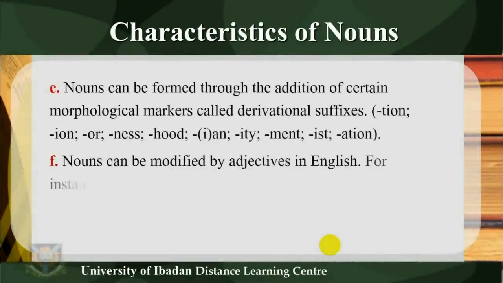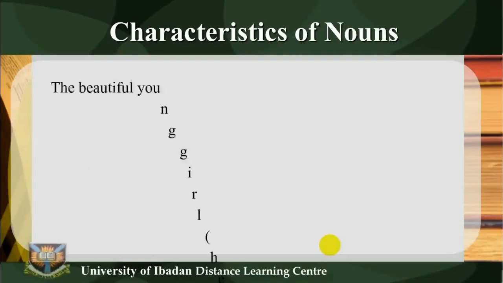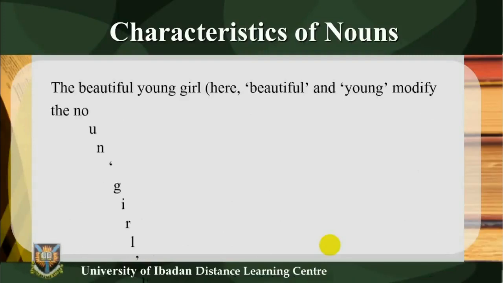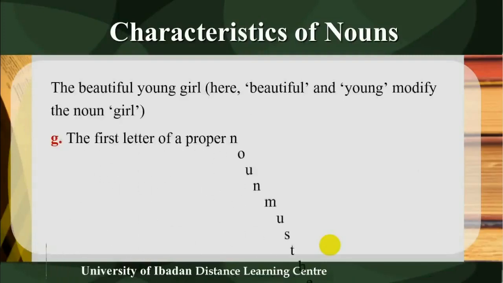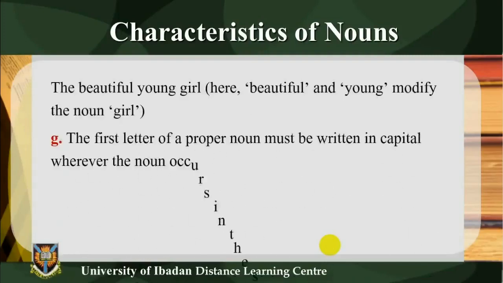E. Nouns can be formed through the addition of certain morphological markers called derivational suffixes: tion, ion, ness, hood, er, an, ity, ment, ist, ian. F. Nouns can be modified by adjectives in English. For instance, we can have the beautiful young girl. Here, beautiful and young modify the noun girl.